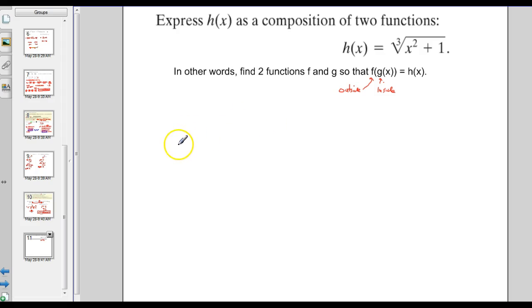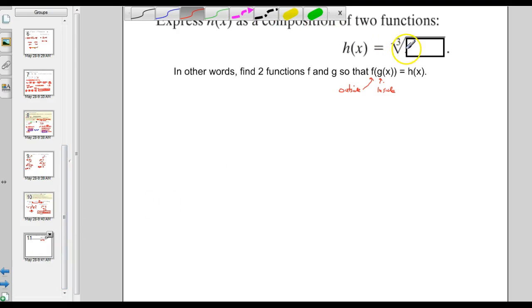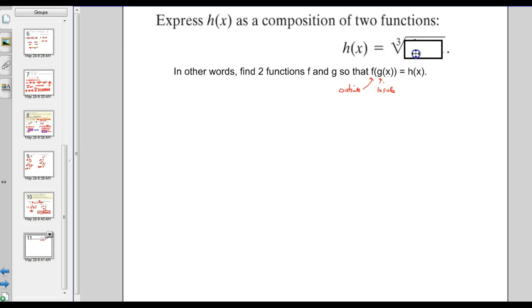So the easiest thing to do here is, if you see a radical, just cover up everything under the radical, like pretend that it's not even there. So if you have a radical like this, just pretend that there's just an x underneath that radical. Alright, so I'm going to just put an x there. Right, and there's your outer function. So we could say the outer function f is the cube root of x.